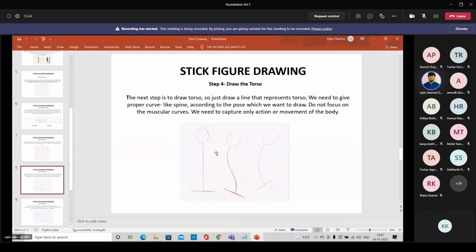After that we can add the spinal cord. The next step is to draw a torso. So just draw a line that represents the torso. Torso means the body, shoulder to waist line. कमर तक का जो एरिया हमारा होगा comes torso, right?